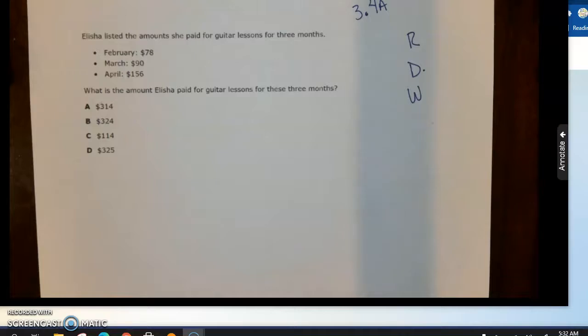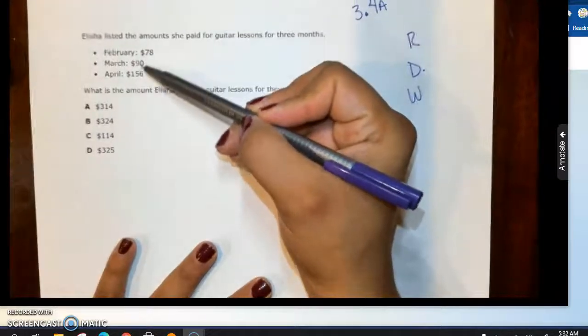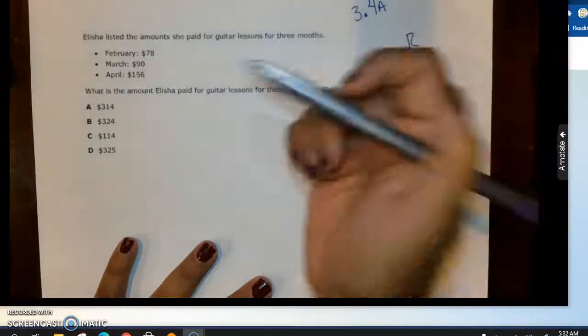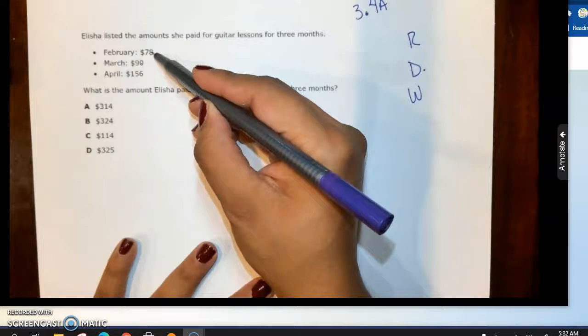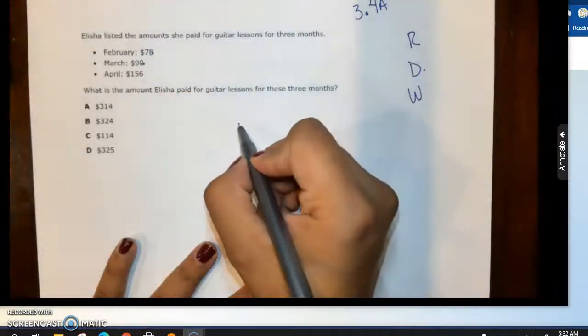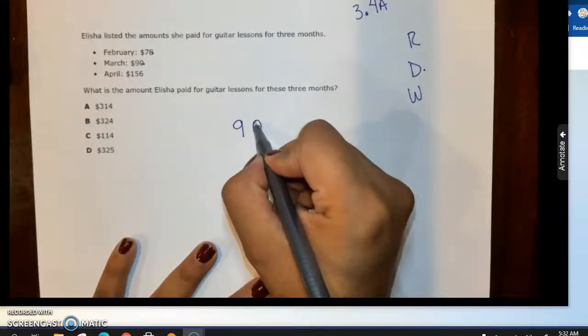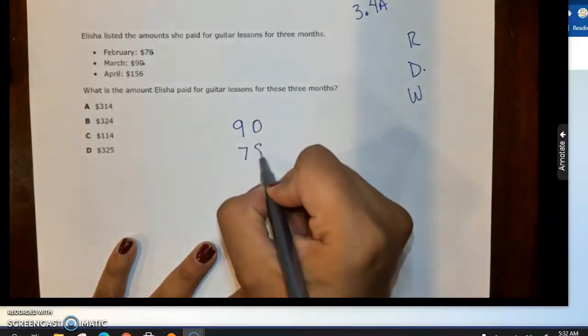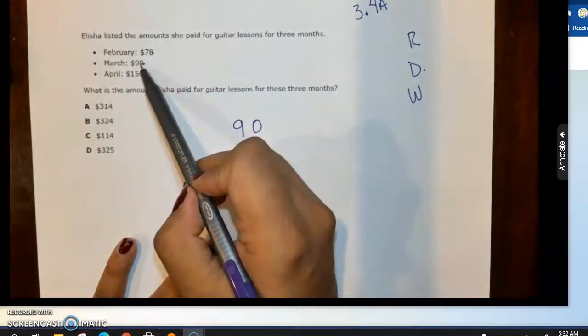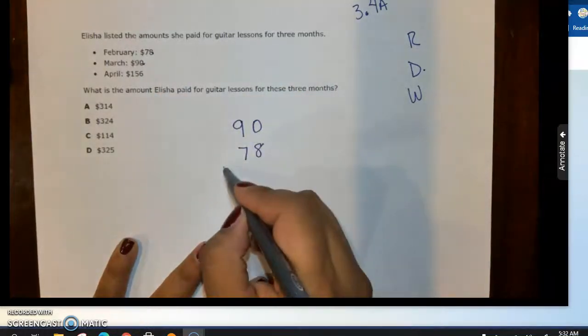So since we do not have our total, we're going to find it by adding the 3 months. So when we look at our 3 amounts, we're going to start with the first two, which is 78 and 90. We're going to add those amounts first. So I always tell my students, let's line them up with the greater number on top. So since 90 is greater than 78, he's going to go on top.